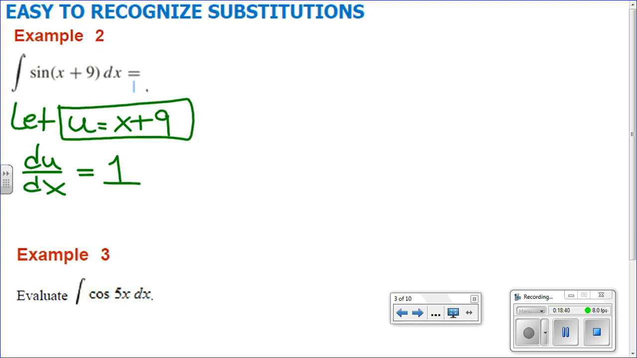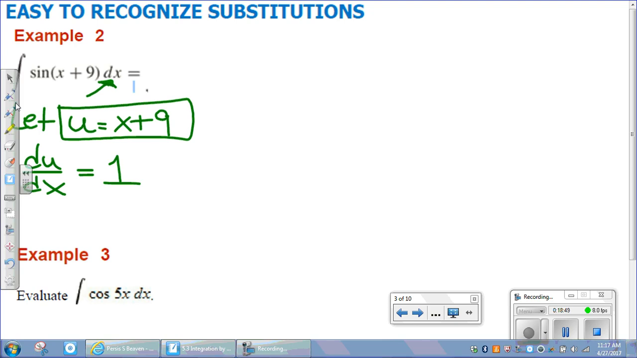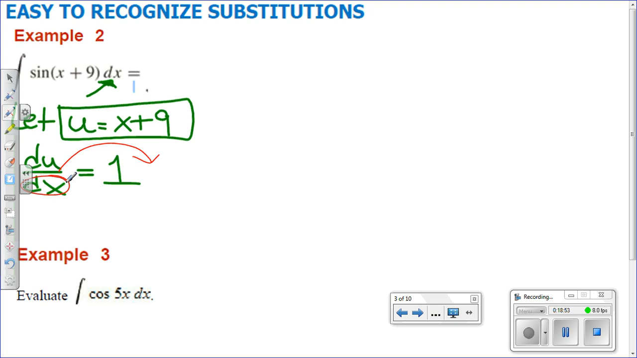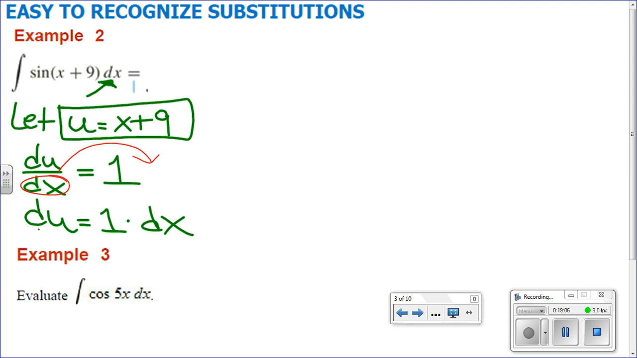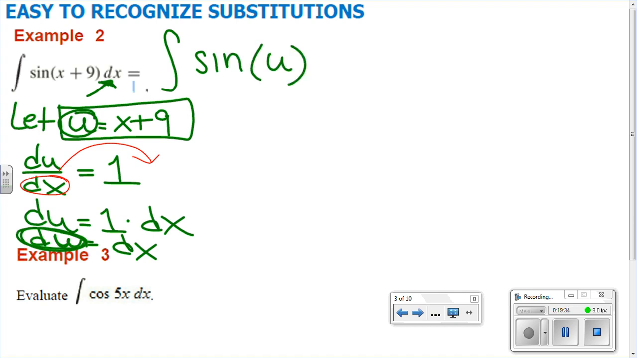Now, if you notice, I need to somehow replace dx, right? So if I take the dx across, it's going to be multiplying. So du is equal to 1 times dx, or simply, I could just say du equals dx. So what am I going to replace for dx? Du. And what am I going to replace for x plus 9? U. Okay, so the integral of sine of u du. Now, we know what the integral is, right? What is the integral of sine? Negative cosine.